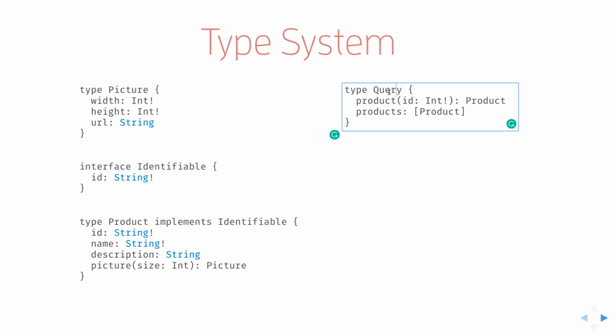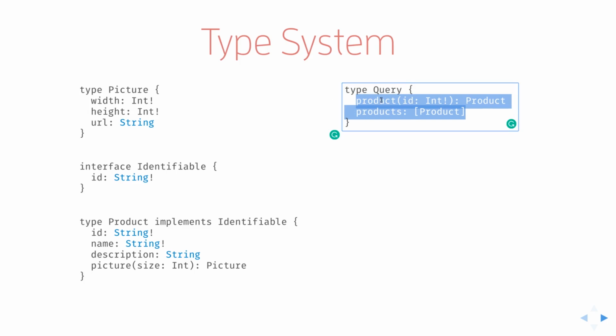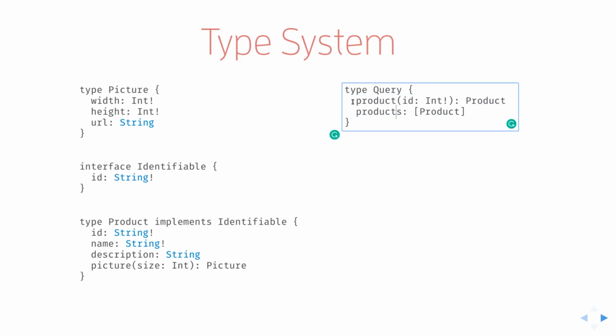actually the query. So the query here, what it's going to do is expose these API endpoints, so they look like API endpoints. So the client later on can just call this product function, pass in an integer ID, and get back a product. Or they can call products, and you can get the whole array of products.